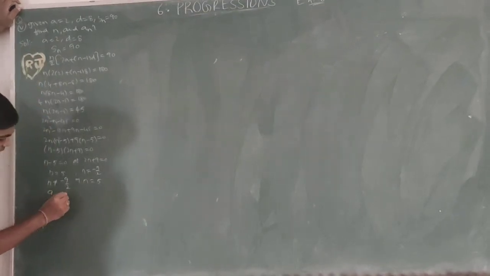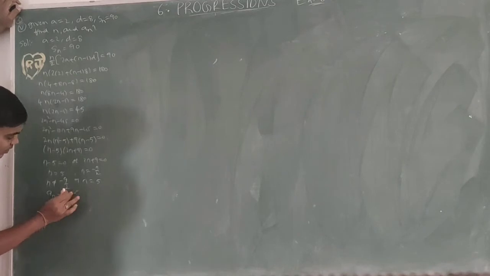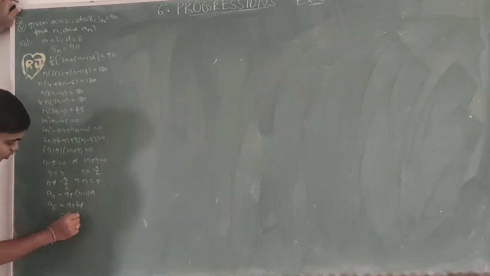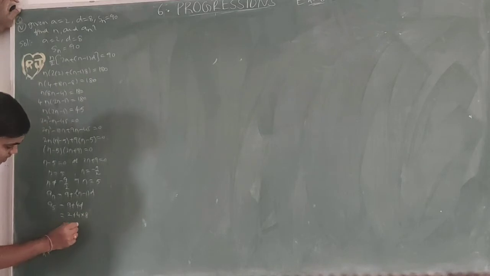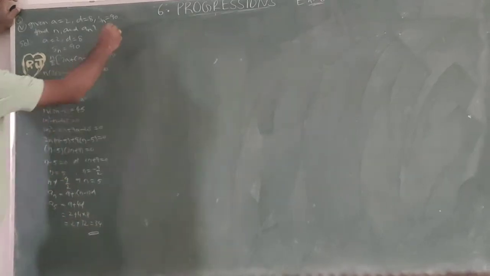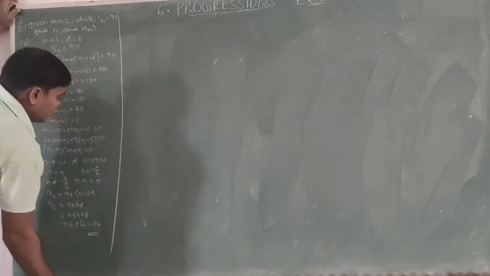So the n value we got. The an formula is a plus (n minus 1) of d. A5 equal to a plus 4d. A5 equal to 2 plus 4 into 8. 4 into 8 is 32, and 32 plus 2 is 34. So this is the solution.